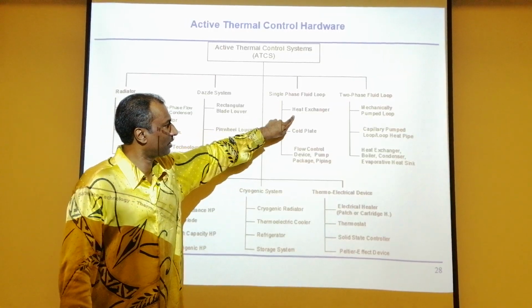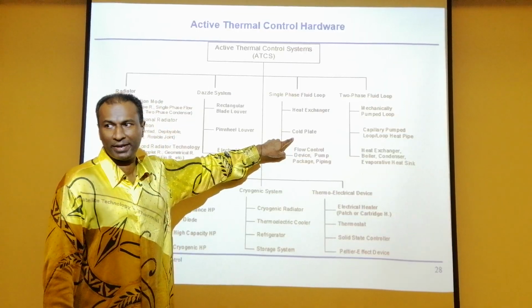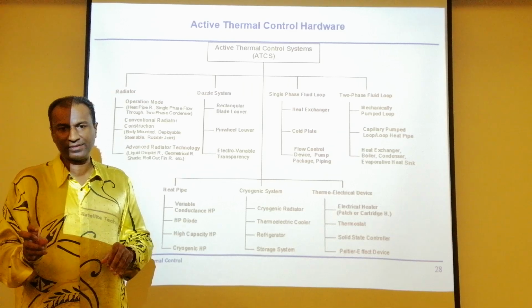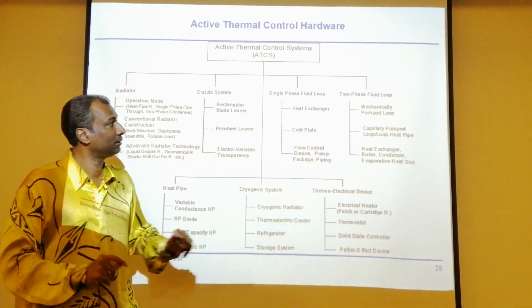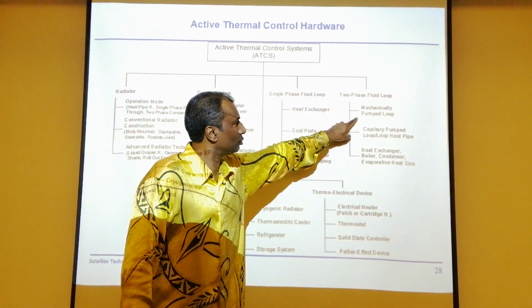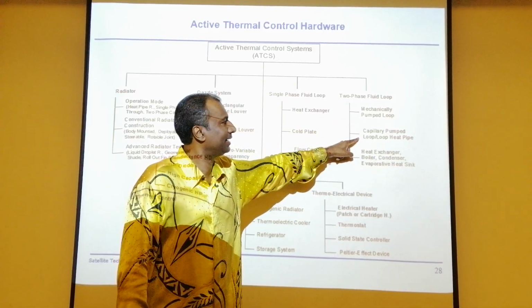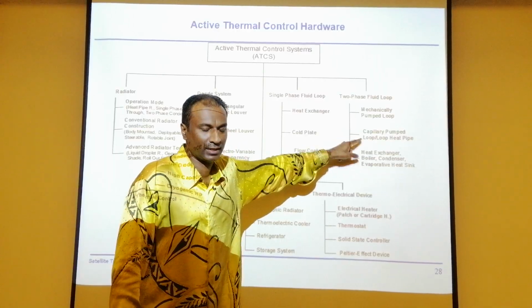Single loop fluid. You have a heat exchanger. Cold plate. Single plate. That means that the water does not change the phase. Does not evaporate in fact. Two phase. You will have mechanically pumped, or you have a capillary pump. Okay, that means what? Passive.